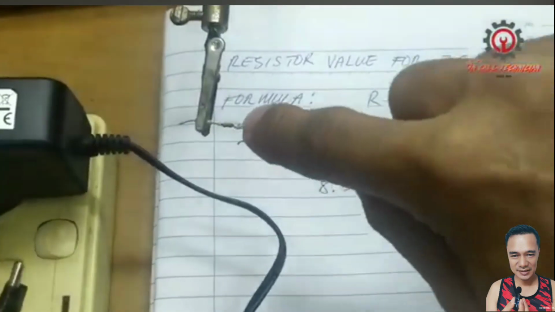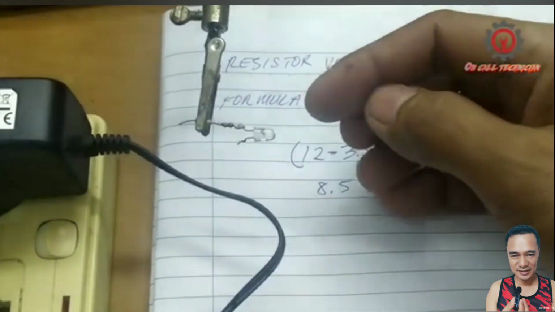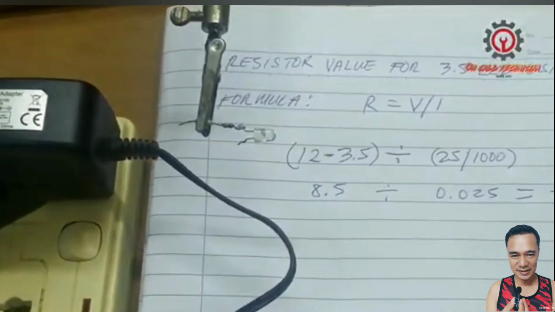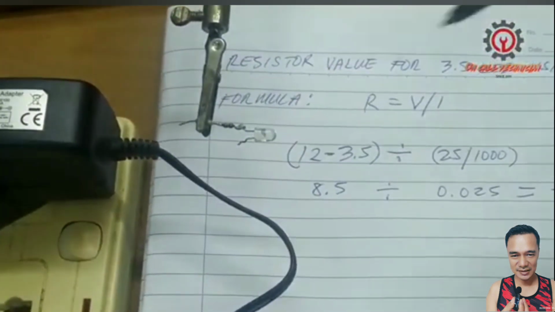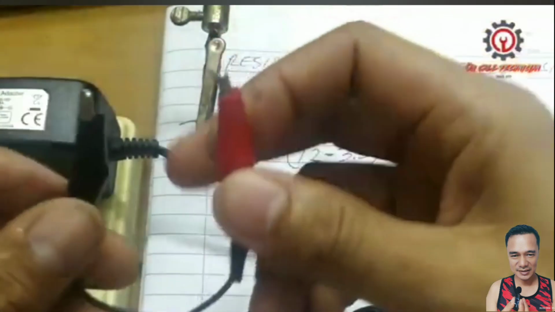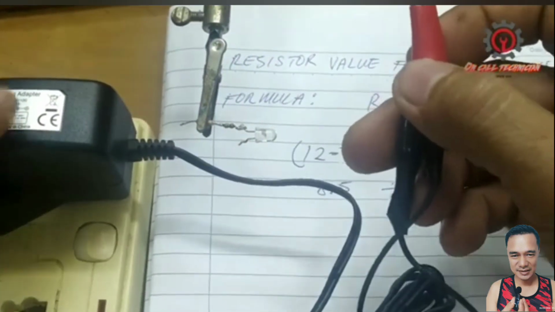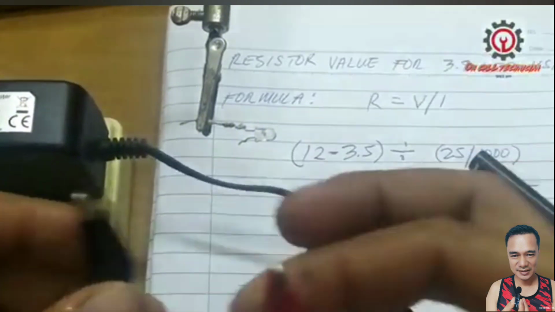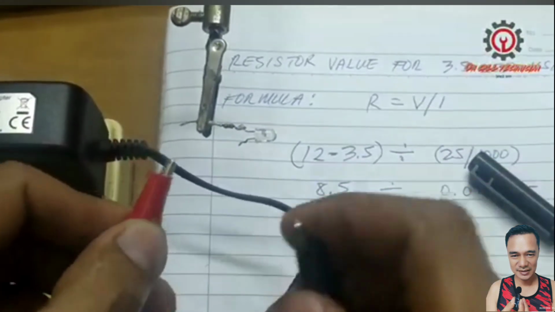Now that we connect the resistor to the light emitting diode and connected to the positive side, we're going to test that one, guys, to power up using the 12 volts power supply. And I'm going to connect here.